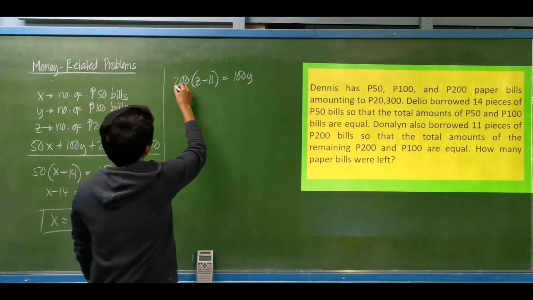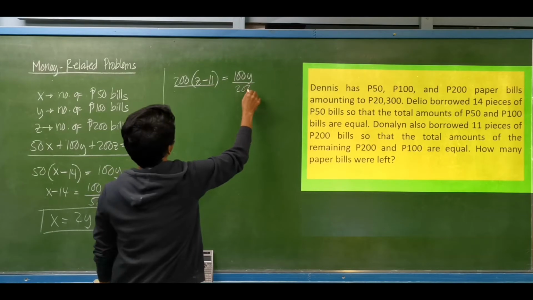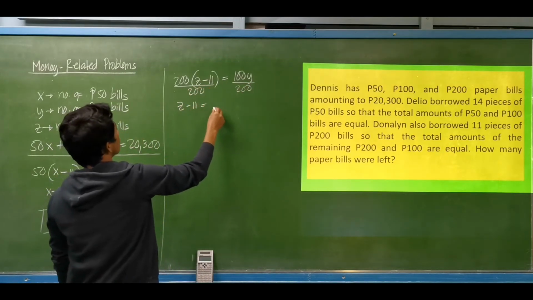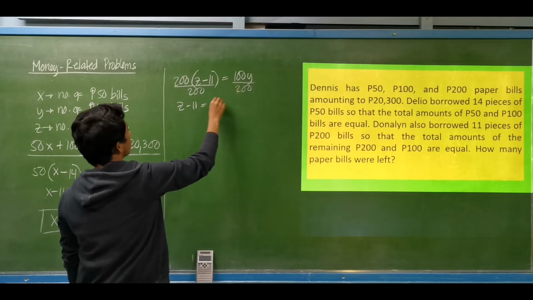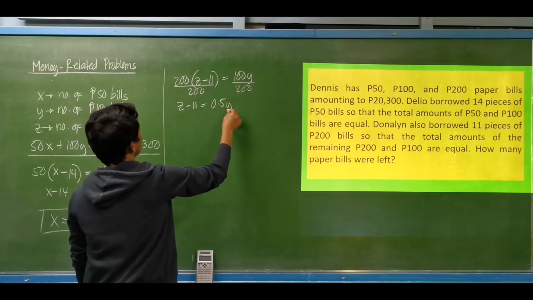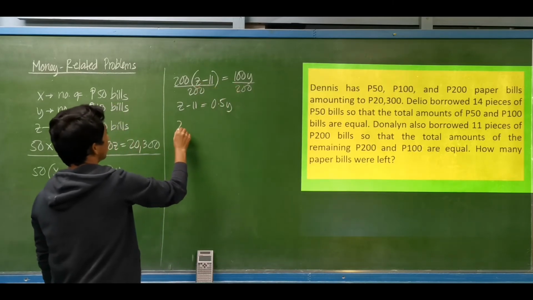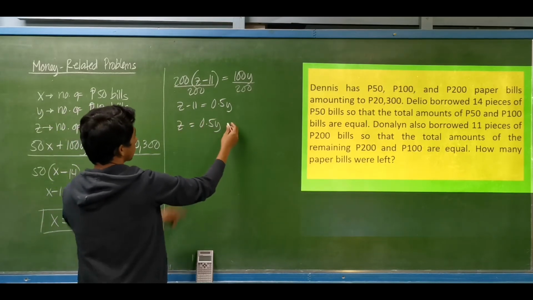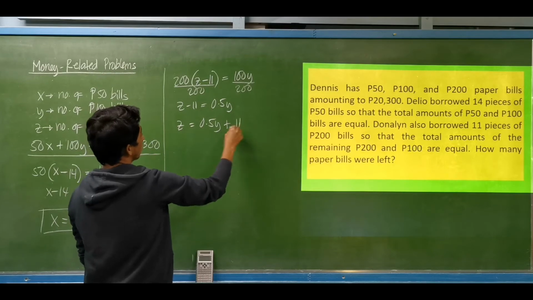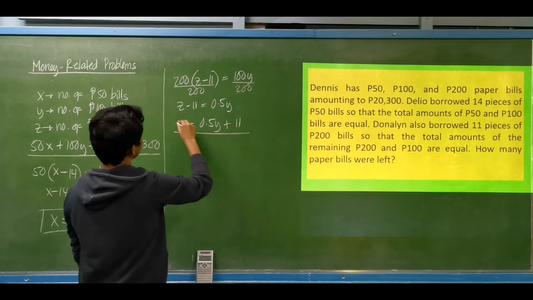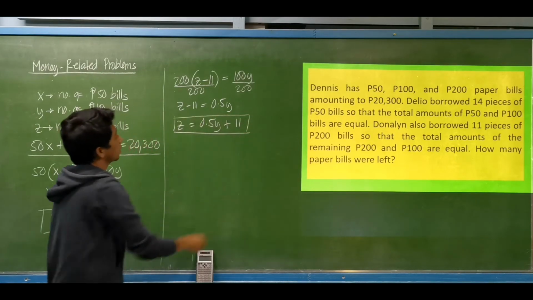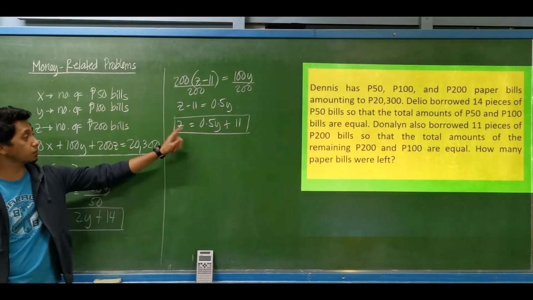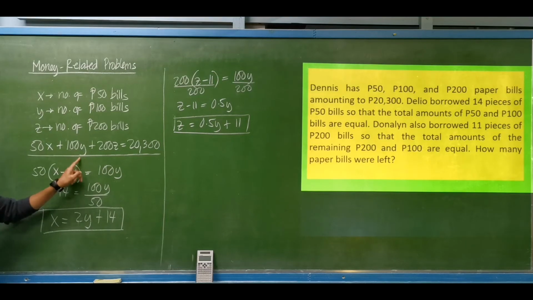So this is dividing both sides by 200. So we have now Z minus 11 is equal to 100 over 200, which is 0.5 of y. Then the value of Z is equal to 0.5 of y, transpose 11, plus 11. So this will be the equivalent of Z in terms of y.